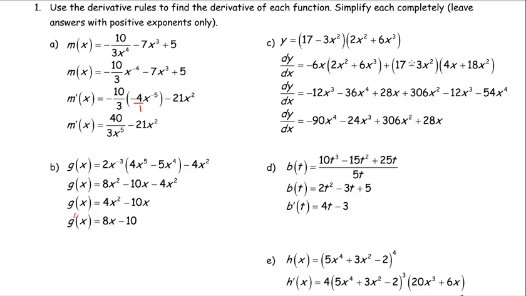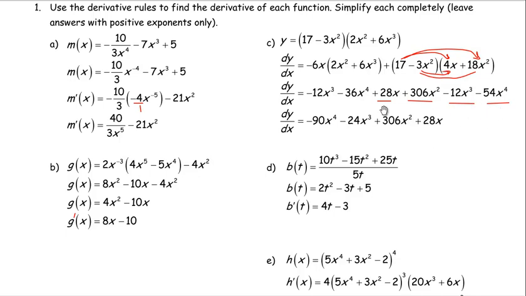And then we'll distribute in here too. 17 times 4x is 68x. 17 times 18x squared is 306x squared. And then this product would give you negative 12x cubed, and this product will give you negative 54x to the fourth. And then we do some collecting like terms.